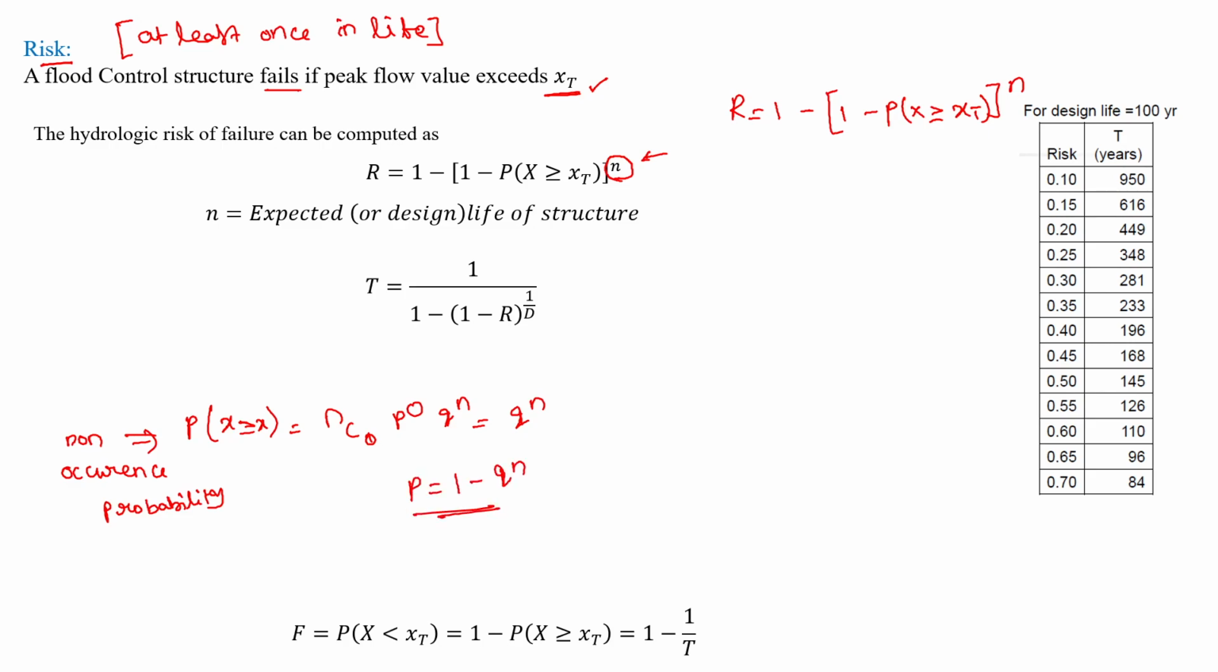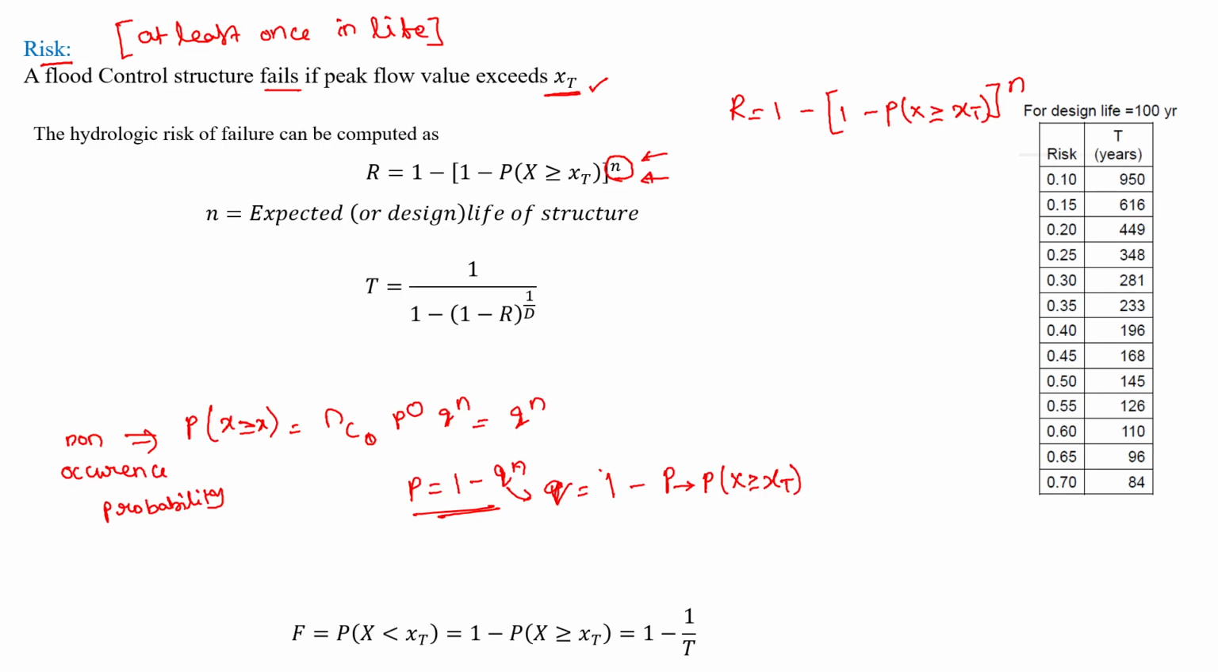So from this you can get this particular derivation, where q equal to 1 minus p, which is nothing but the probability of x greater than xt. This will confuse you a lot. So just remember this particular equation: r equal to 1 minus p of x greater than xt, whole power n. If you remember this formula, it is straightforward. You will get the n value, you will know the t value, so from there you can get the risk and probability. Here n is nothing but the expected or design life of the structure.